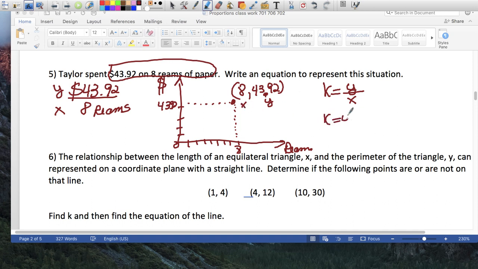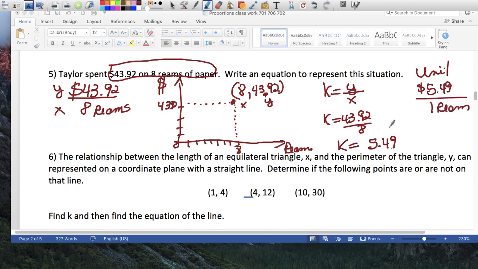So I'm going to put k equals 43.92 divided by 8, and k is going to be, I have no idea, 43.92 divided by 8 is going to give me 5.49. That means that each ream of paper, so my unit rate, is $5.49 for 1 ream of paper. From this, I can write my equation, y equals kx, or y equals 5.49x, where y represents the total and x represents however many reams of paper I want to buy.